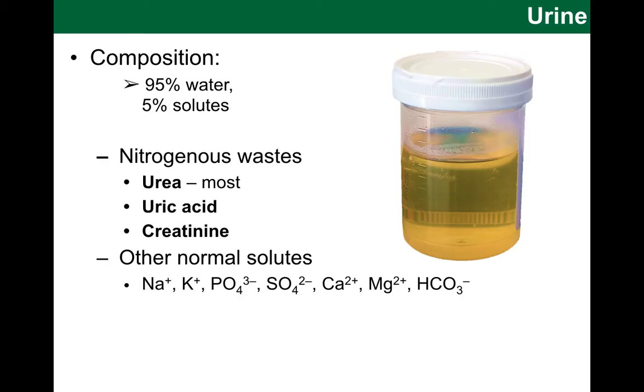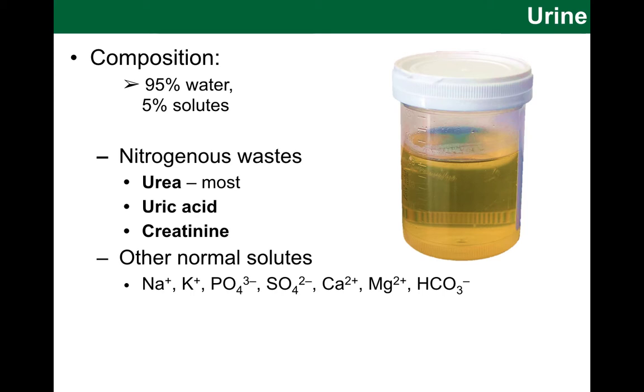Urine is mainly water, only about 5% of it is solutes. And the largest solute component is urea. It results from the breakdown process of amino acids. We also find uric acid as a solute. This results from nucleic acid metabolism. And the third one that I want to mention is creatinine, which is the metabolite of creatine phosphate.